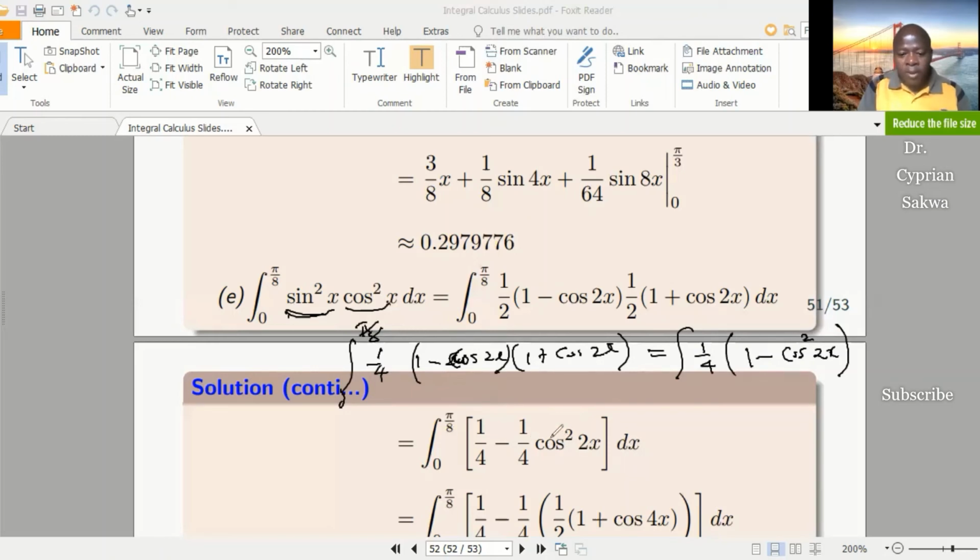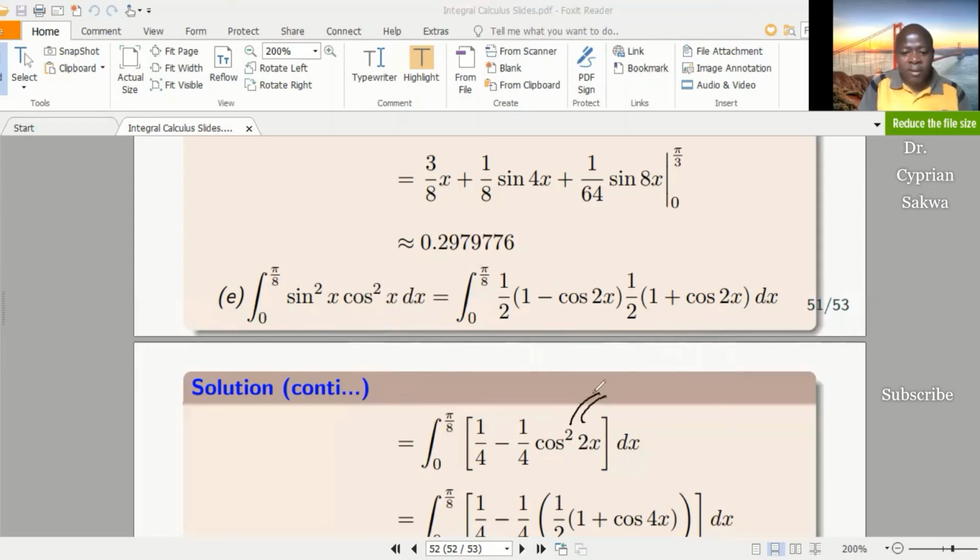You cannot proceed and integrate before you change this power, as an even power. So you must write the equivalent. And the equivalent of this is a half into 1 plus cos 4x. And that's what I wrote here. So I have this a quarter and this a quarter, but instead of this, I'm writing this.